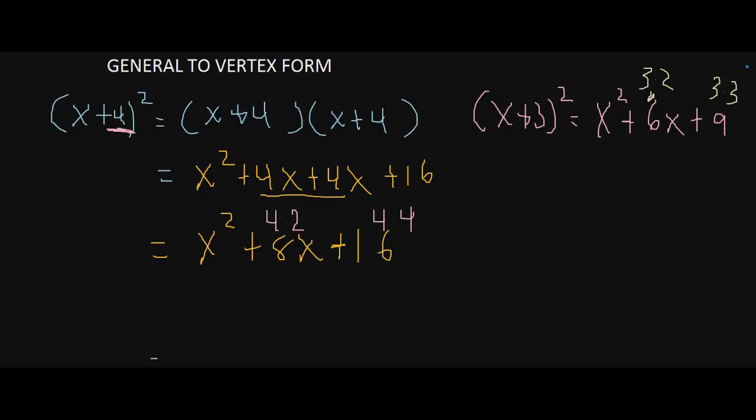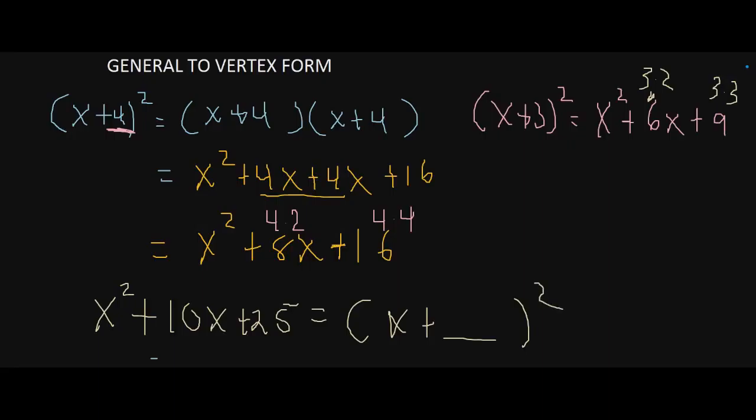Now, for example, let's say I gave you the equation x squared plus 10x plus 25 is equal to x plus blank squared. Let's think about that for a minute. If you look at these example problems, we took this number and multiplied it by 2 to give me the middle term. So now if I'm starting with the middle term, what can I do to get the number that goes in there?